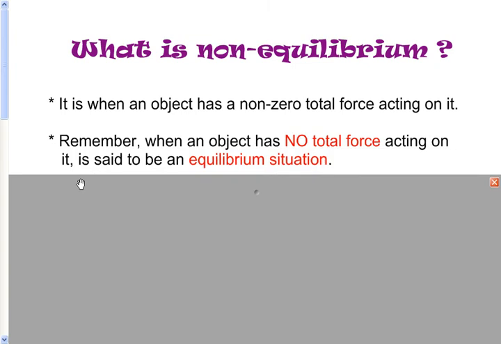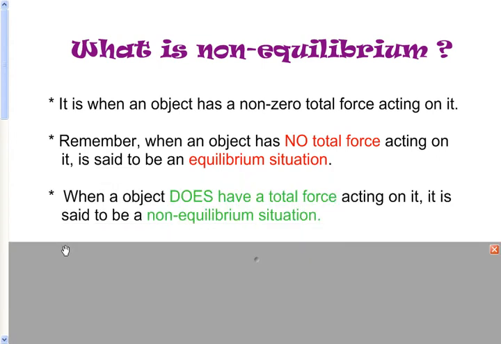So remember, you may have already looked at the tutorial about equilibrium. When an object has no total force acting on it, it's said to be in an equilibrium situation. And when an object does have a total force acting on it, it's said to be a non-equilibrium situation, or the object is in non-equilibrium. Well, that's lovely, wonderful, but why do we care?